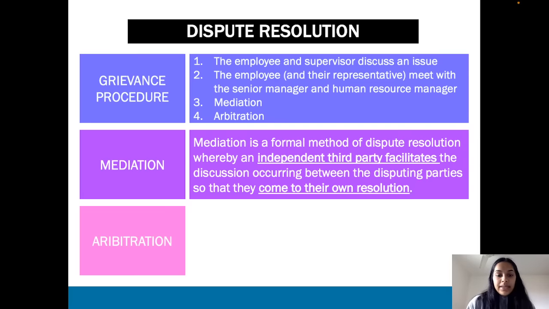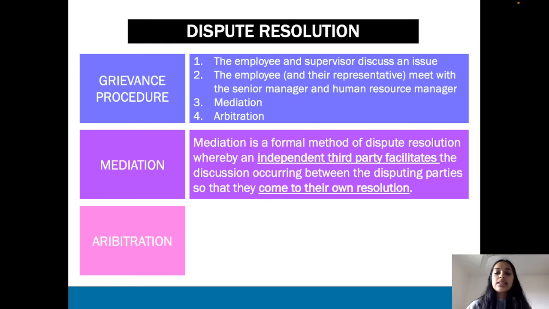All right, and then mediation. So mediation is a formal method of dispute resolution where an independent third party facilitates the discussion between the disputing parties, which tend to be the employer and the employee, so that they come to their own resolution. But just note, with mediation, that third party isn't making the decision as to who's right.